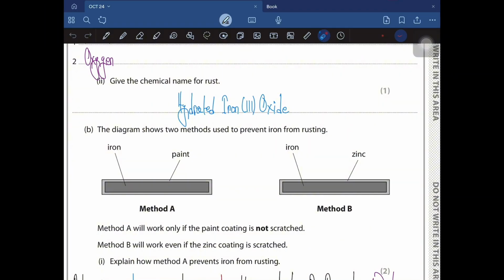The diagram shows two methods used to prevent iron from rusting, method A and method B. Method A will work if the paint coating is not scratched, and method B will work even if the paint coating is scratched. So explain how method A prevents the iron from rusting.